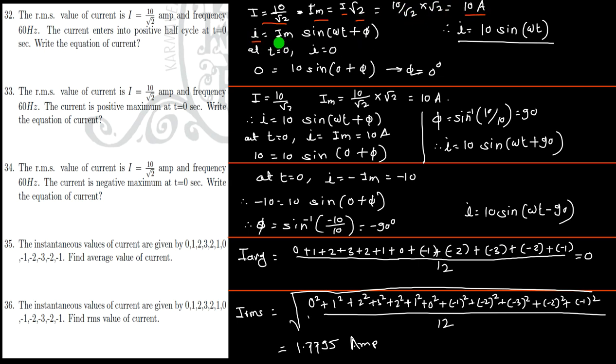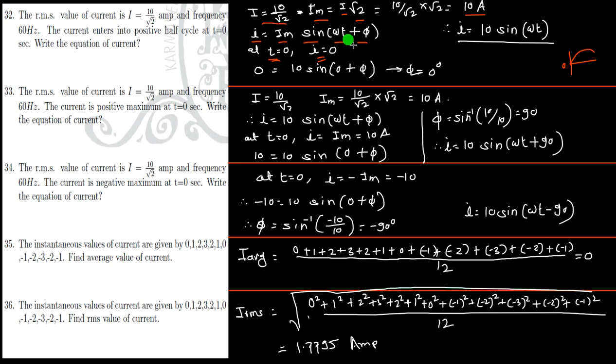So standard form is Im sine omega t plus phi. At time t is equal to 0, the current is equal to 0 because it is given that current is entering into the positive half cycle from time t is equal to 0. So at t is equal to 0, I is equal to 0. So 0 is equal to 10 sine of 0 plus phi. So phi value is 0.